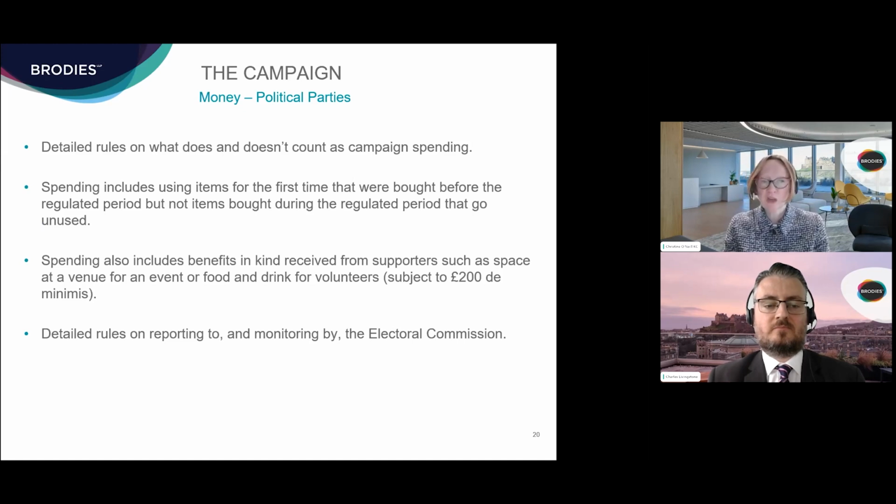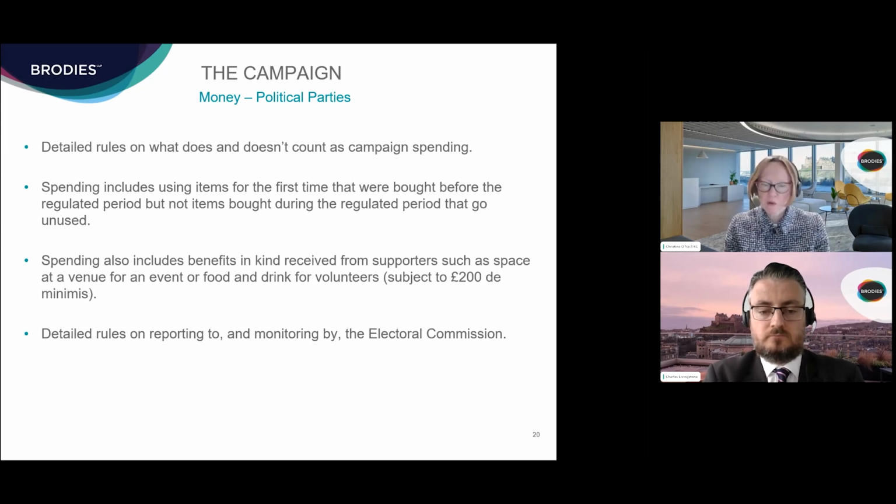And the Electoral Commission is very clear that if you are not using things that you've bought during the regulated period and you want to get credit for having not used them, you have to make sure that you've got evidence that you bought them, that you've kept them, or that you've destroyed them. Spending isn't just about cash paid out by a party, but also includes benefits in kind, including, for example, space at a venue for an event or food and drink for volunteers. So that still counts as money that you have dedicated to your campaign.